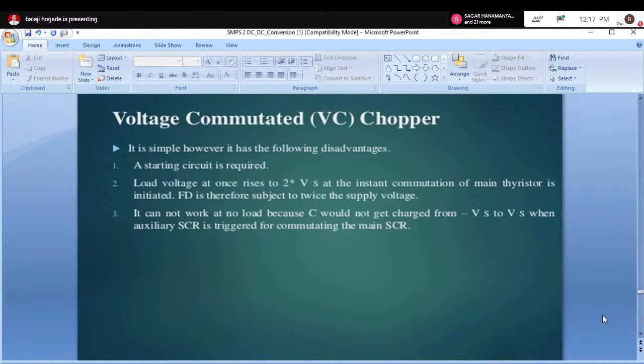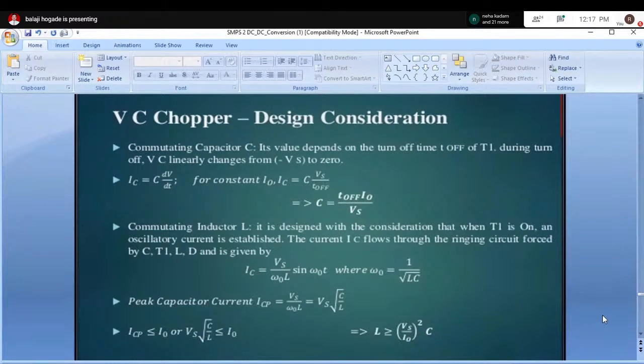What are the disadvantages of the voltage commutated chopper? A starting circuit is required. We need to turn on the auxiliary SCR to charge the capacitor. Initially, it is required to charge the capacitor by triggering the auxiliary SCR, so starting is required. That is a disadvantage of the voltage commutated chopper. It cannot work at no load because C would not get charged from minus Vs to Vs when the auxiliary SCR is triggered for commutating the main SCR. These are the drawbacks of voltage commutation.